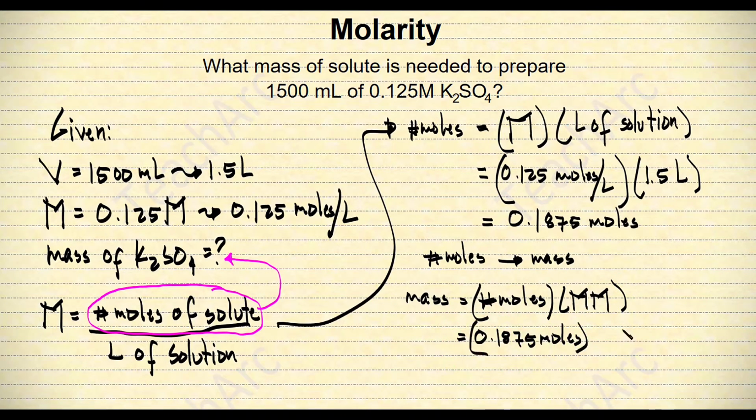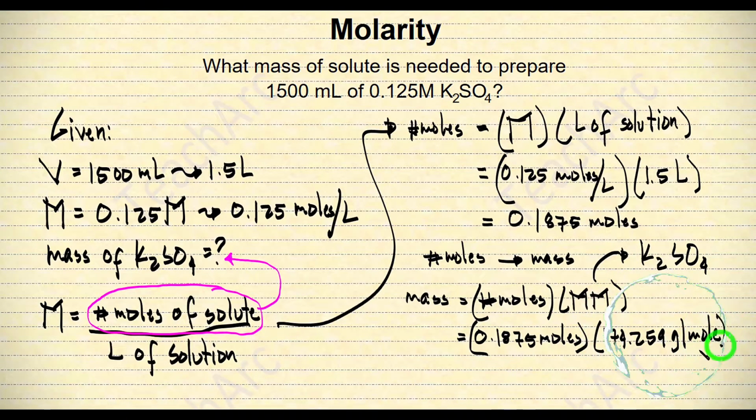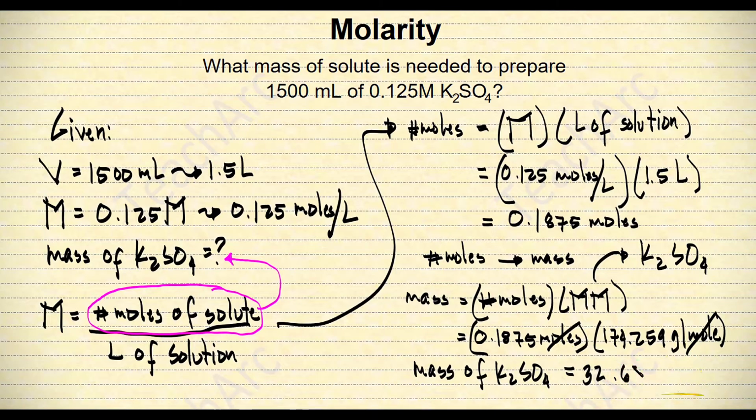The molar mass of potassium sulfate can be computed just like how we did in NaCl in the previous example. Take note of the number of atoms of every element involved. The molar mass of potassium sulfate is 174.259 grams per mole. Multiplying that by the computed number of moles, we will have 32.67 grams, and that's the mass of the solute.